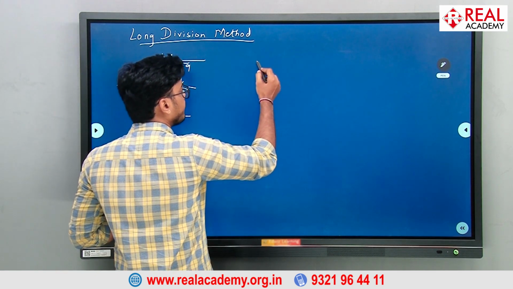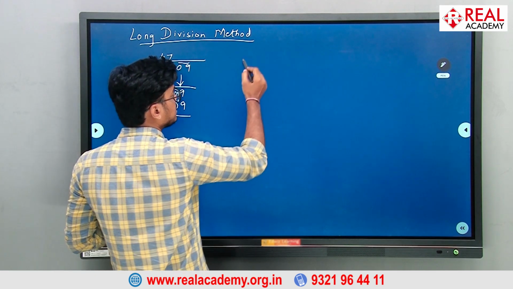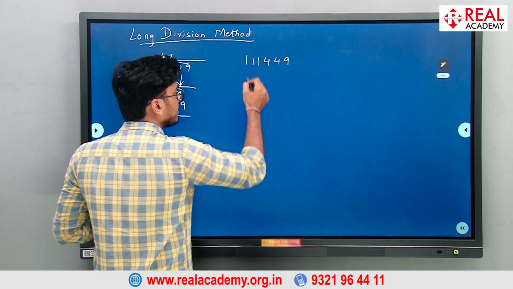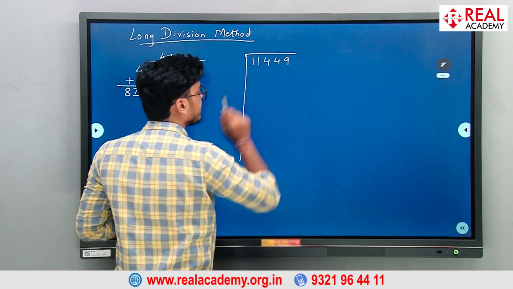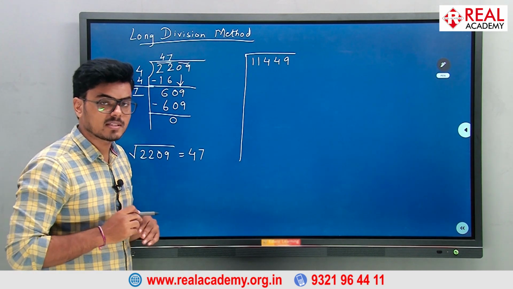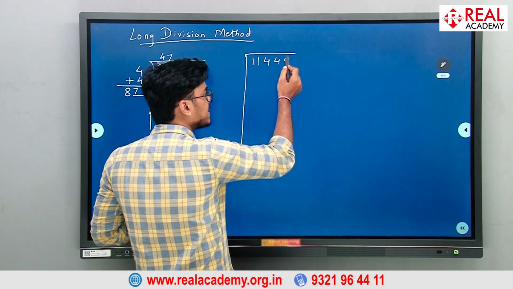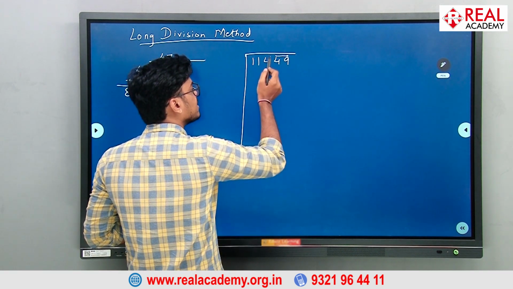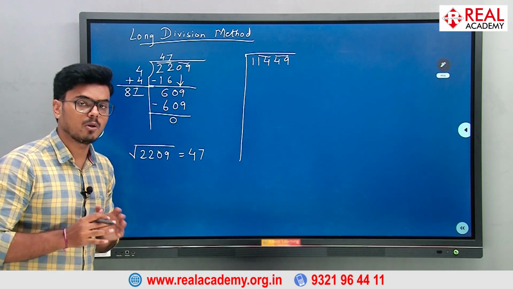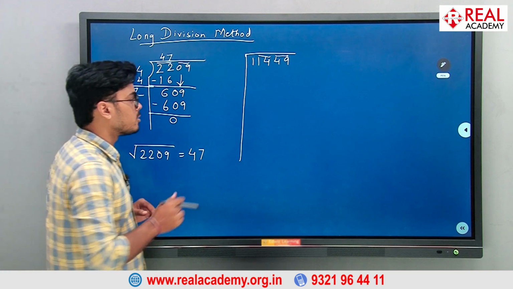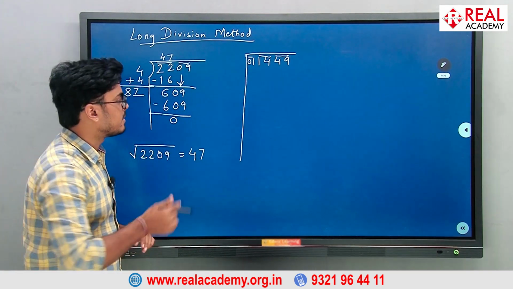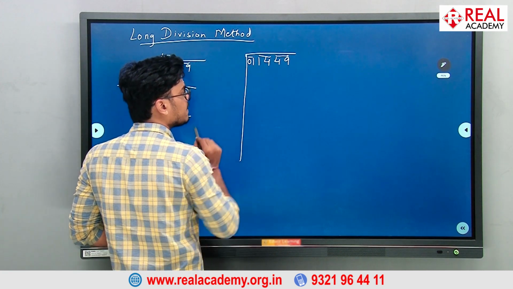For example, if I want to find out the square root of 11,449. Okay, let us find out the square root of 11,449. When we make pairs of digits, okay, we'll start from the units place. So this is the first pair, this is the second pair, but you can see 1 here is left alone, there is nothing to pair with 1, so we can assume that there is a 0 before 1. Okay, now this becomes one pair of digits.